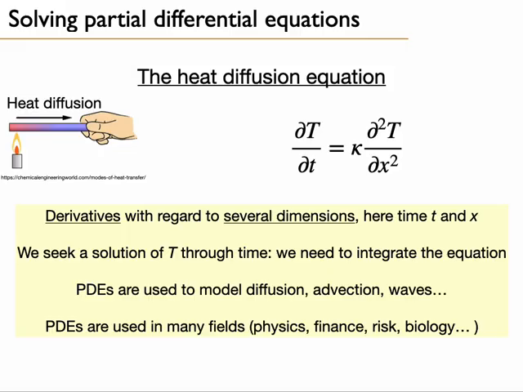So let's focus on the application of diffusion to heat. What we're going to study is the same equation as before, except that x has been substituted by T, and T is a field that represents the temperature. Again, we have derivatives with regard to several dimensions, time and x, and we seek a solution of T through time and space. We will need to integrate the equation.